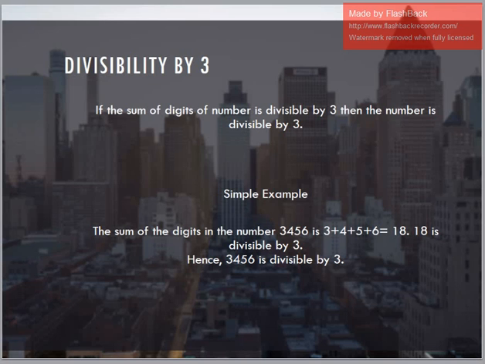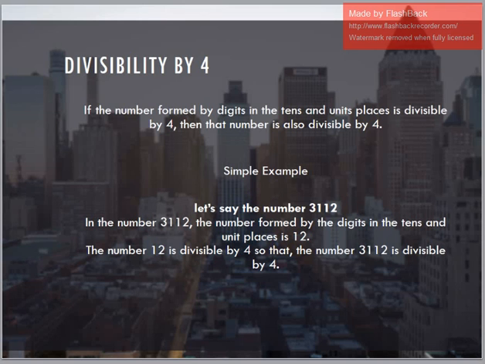Kumbaga, pag dinivide mo yung 18 sa 3, ang sagot doon ay 6. So, whole number siya. So, ibig sabihin, divisible siya by 3. So, yung number na given, 3456, is divisible by 3. So, ganun lang. I-add mo lang lahat ng number, and then, yung sum nila lahat, pag dinivide mo sa 3, tapos whole number yung sagot, ibig sabihin, divisible siya by 3.